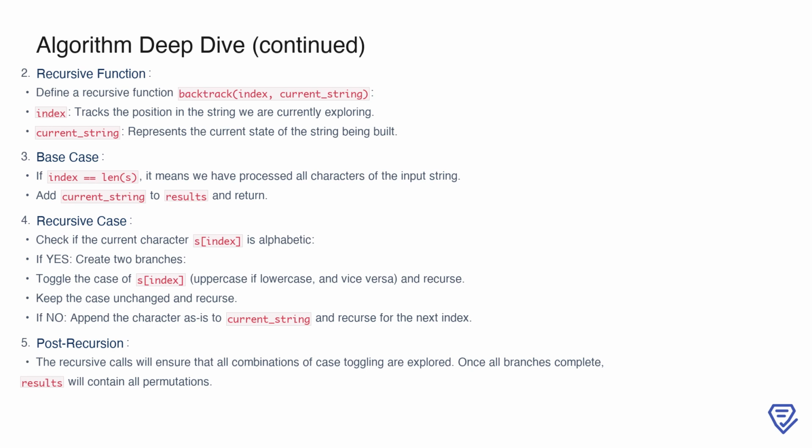For the recursive case, we check whether the character at the current index is alphabetic or not. If it is alphabetic, we create two branches: one where we toggle the case of the character, and another where we keep it unchanged. If the character is non-alphabetic, we simply append it to current_string as is and proceed to the next index. This branching ensures that every possible combination of toggled cases is explored, and by the end of the recursion, the results list contains all valid permutations.